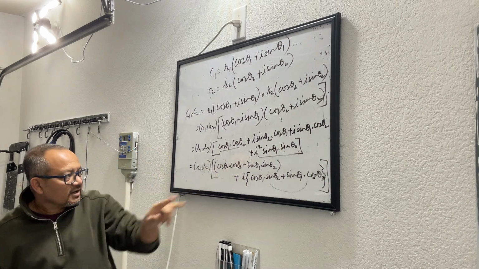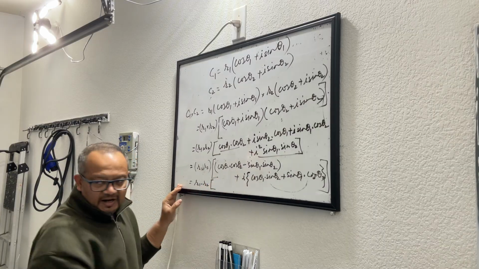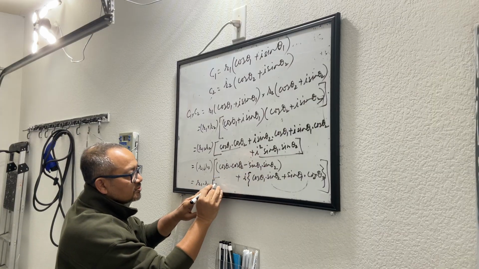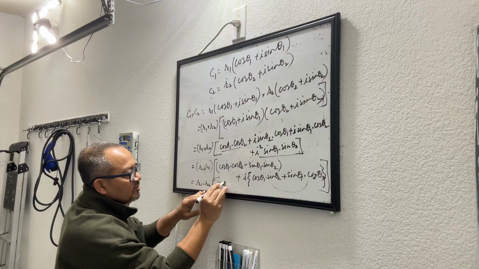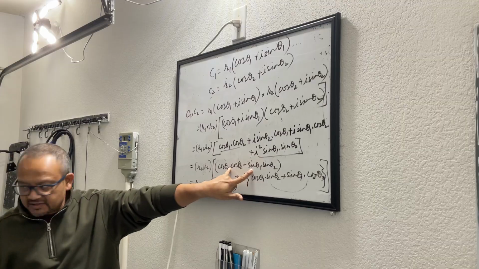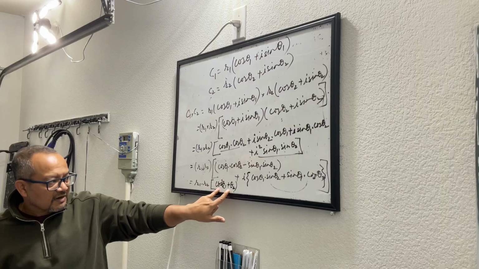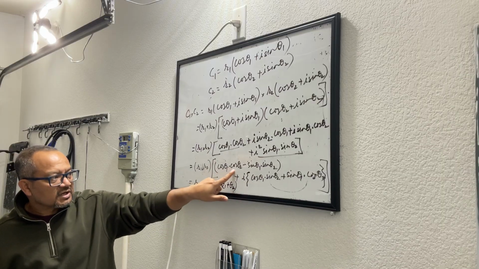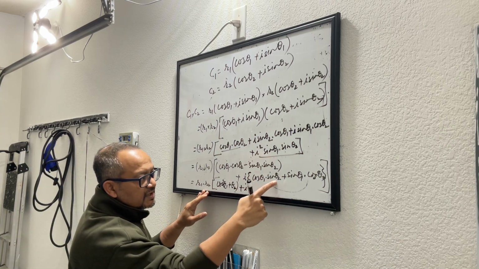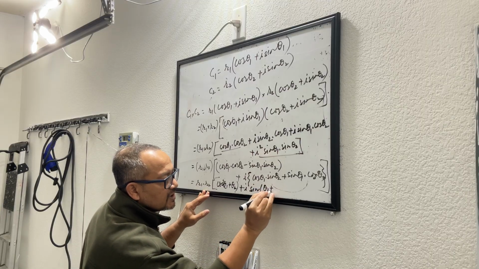Now when you look at this one, this is another formula that we have learned for adding trigonometric angles. When you have cos theta 1 plus theta 2, that is equal to cos theta 1 times cos theta 2 minus sin theta 1 sin theta 2. Similarly, cos theta 1 sin theta 2 plus sin theta 1 cos theta 2 is nothing but sin theta 1 plus theta 2.